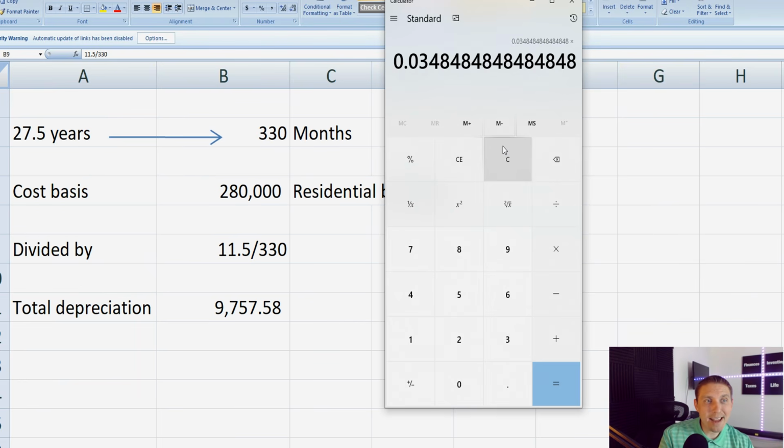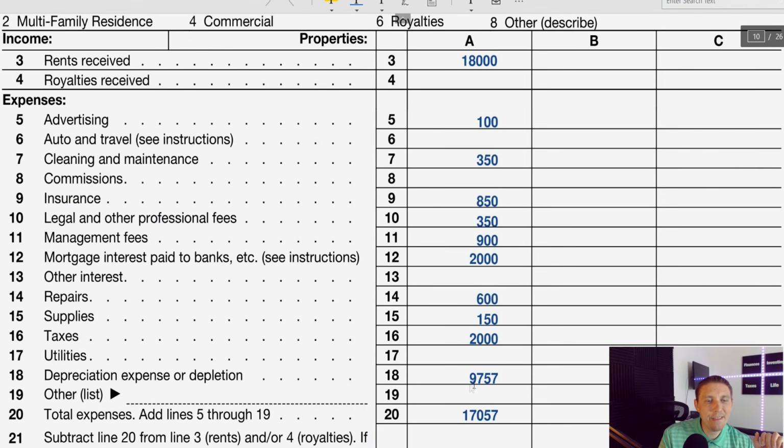We're going to multiply that now times the total cost of the building portion, not the land, but the building, which we've determined to be $280,000. We multiply it, and there's our total depreciation for the year, $9,757. That's how that's calculated, and that number is what goes here.